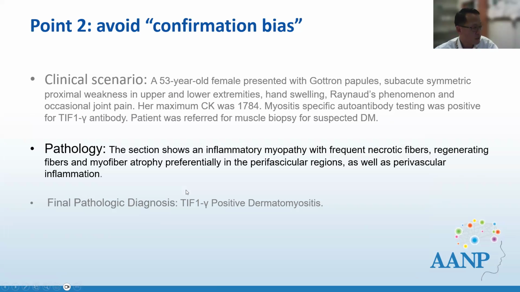The next point I want to talk about is that, looking back at this case, the pathology, from the description, is actually a perivascular necrotizing myopathy. If you remember from my talk, that would typically be seen in the Mi-2 variant or the anti-synthetase syndrome. TIF1 gamma doesn't show these necrotic fibers. So if you know that, you can catch it earlier.